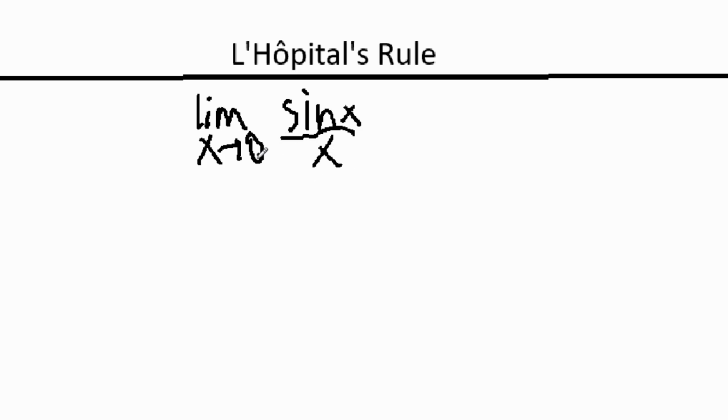So if you substitute 0 for x and solve this limit normally, you'll get 0 over 0. That means this is in indeterminate form. Indeterminate form is 0 over 0 or infinity over infinity. If a limit's solution is in indeterminate form, then you have to apply L'Hopital's rule.